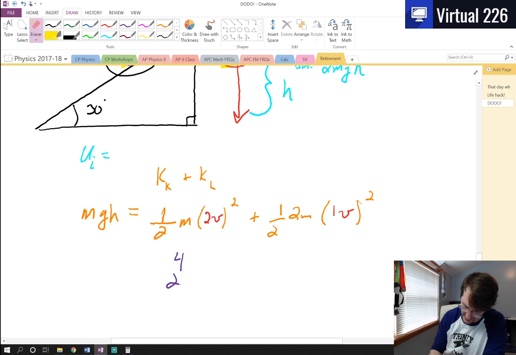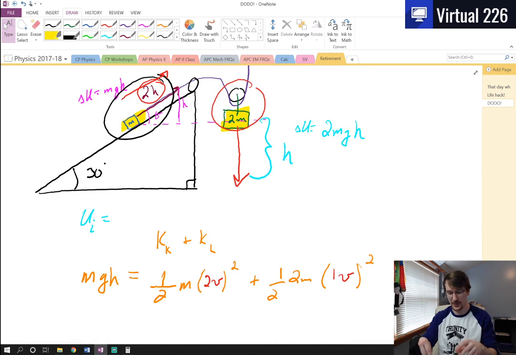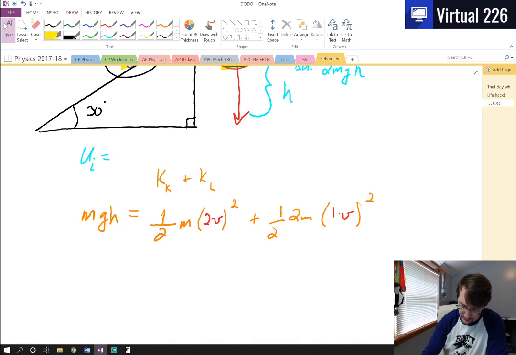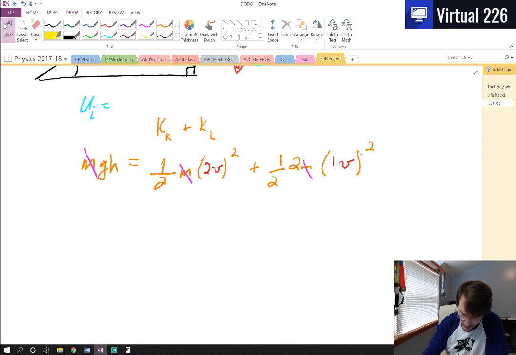Here's how you do it. Figured it out. Okay, so this is why this works. The hanging block, the L block, is falling just a distance h, and it covers that in some amount of time. The other block has to be moving twice as fast to cover twice the amount of distance in that amount of time. So the first thing I can do, if I just want to clear up this math, is get rid of the m's, because who cares? We can just put the m's back later. It'll just show us this math a little bit easier.